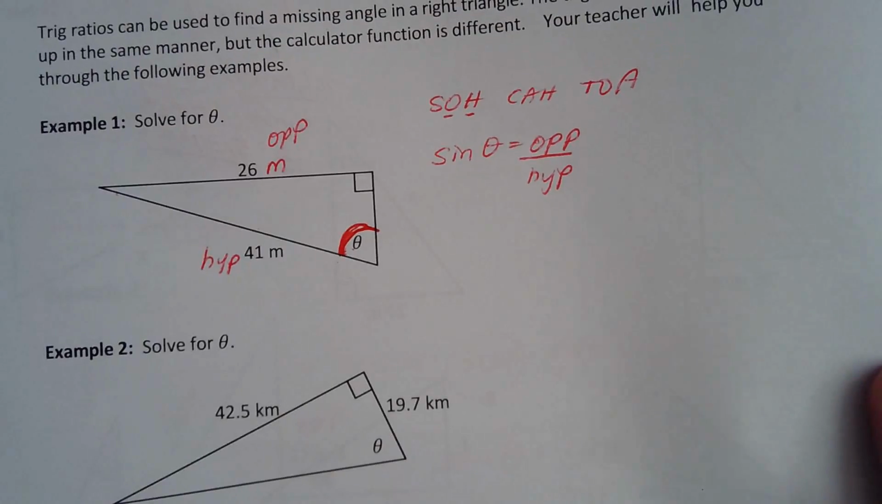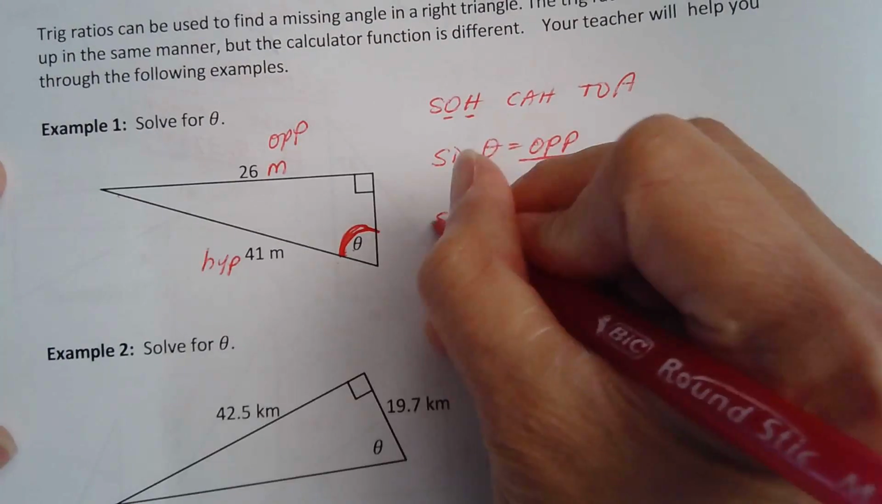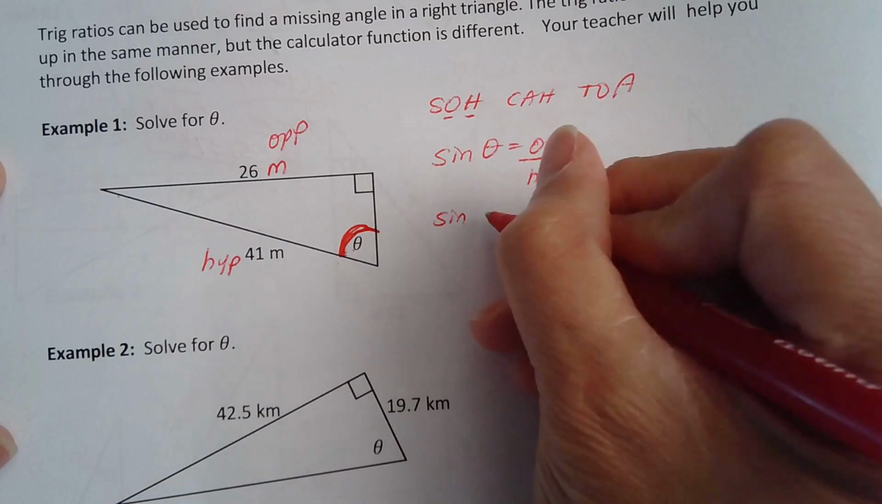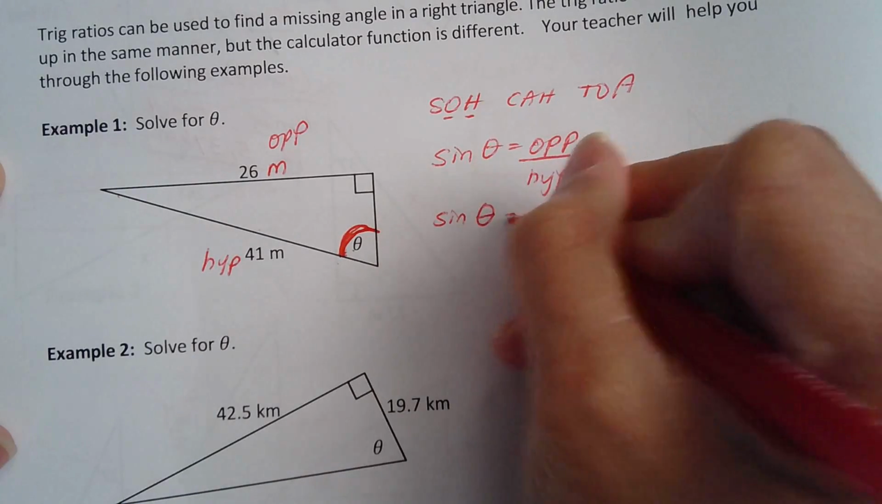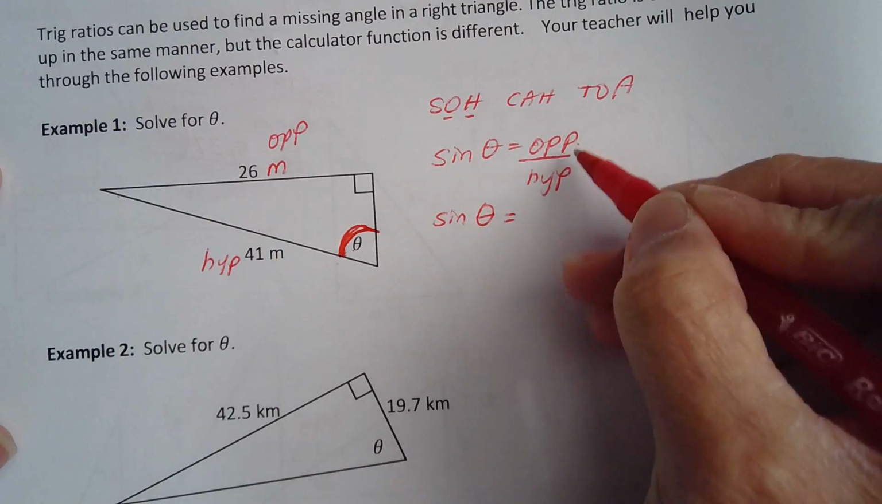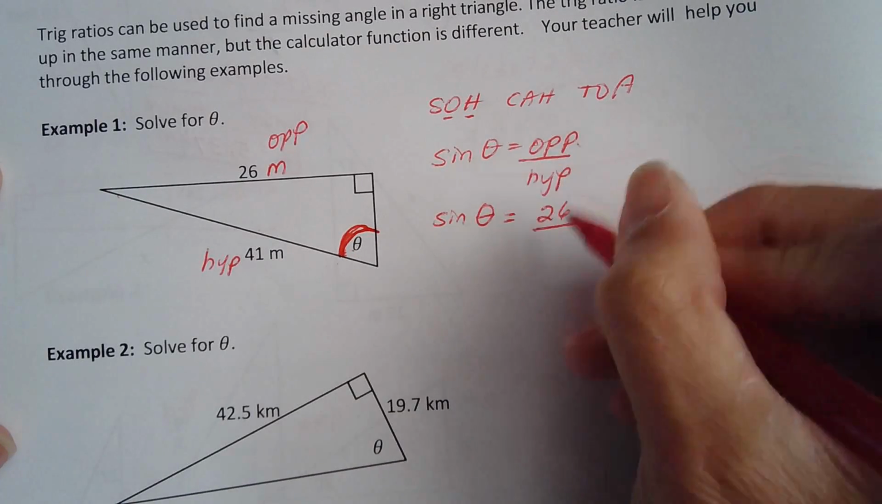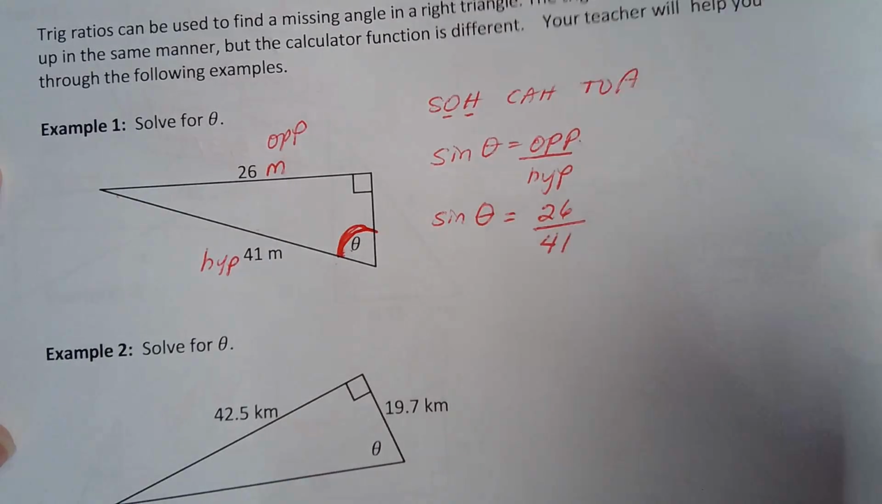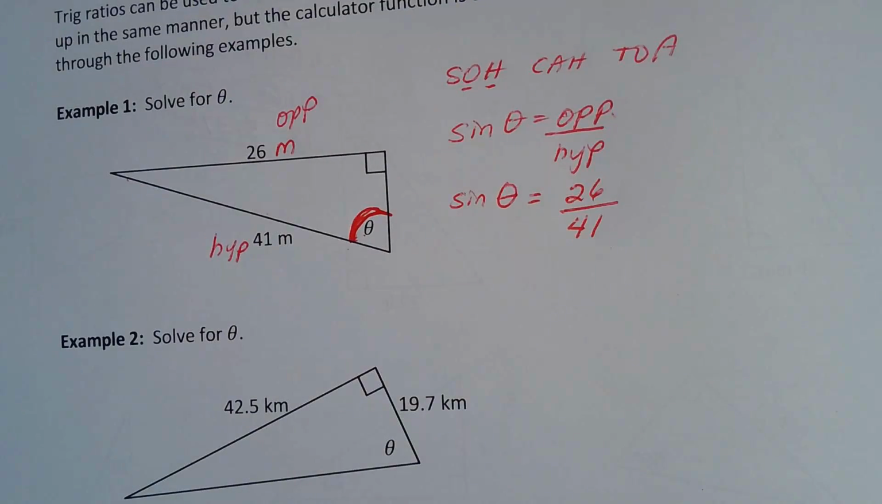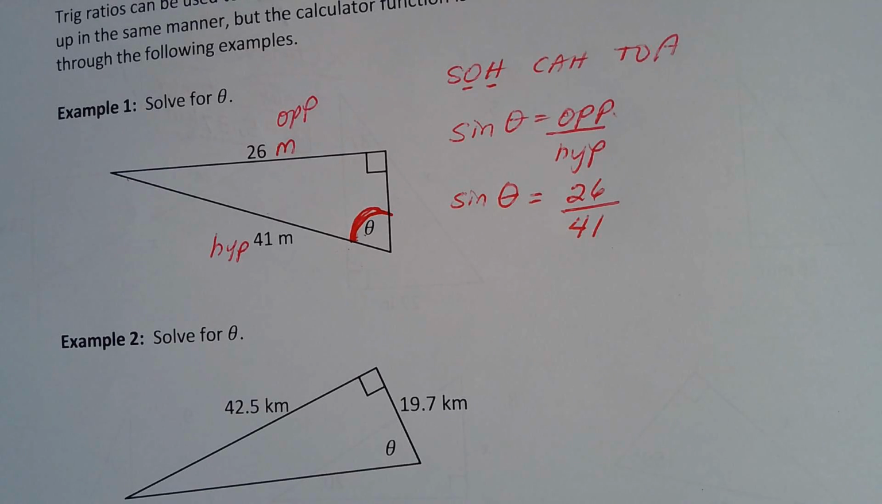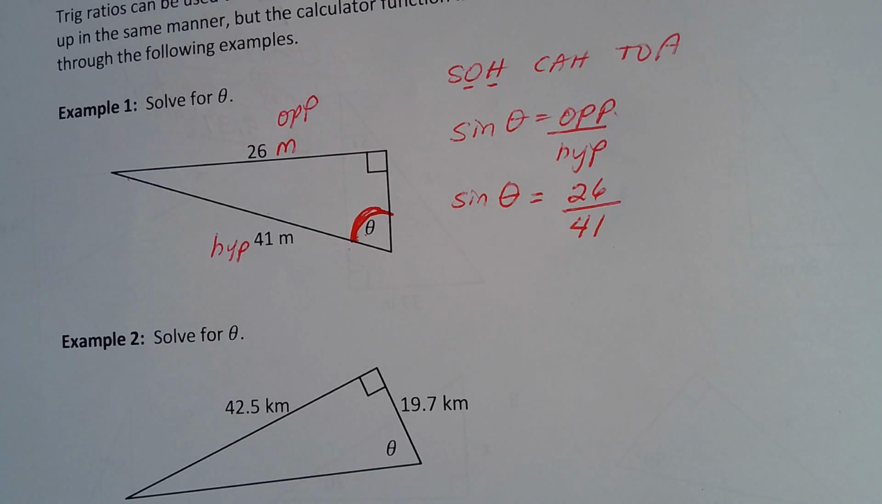The next thing is substitution. So sine theta. Well, I don't know what my theta is, so I'll just put theta for now. What should I put for opposite? 26. What do I put for hypotenuse? 41. Okay, stop right there. Now, what are we trying to do? We're trying to solve for theta, correct? Okay. But we have to somehow get rid of sine.